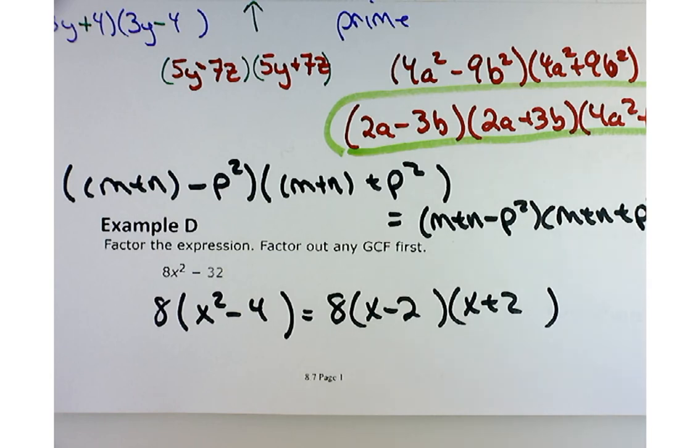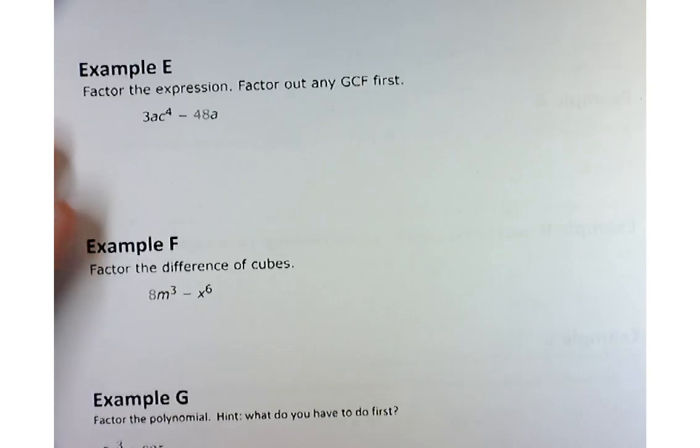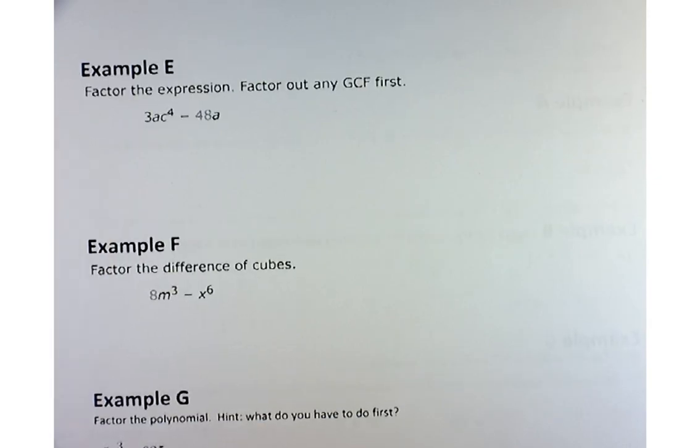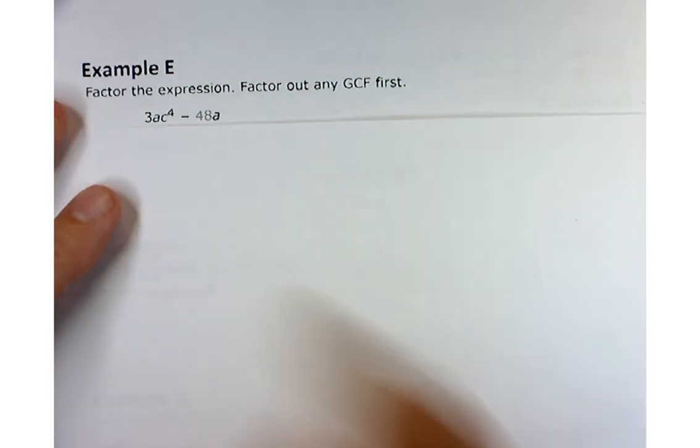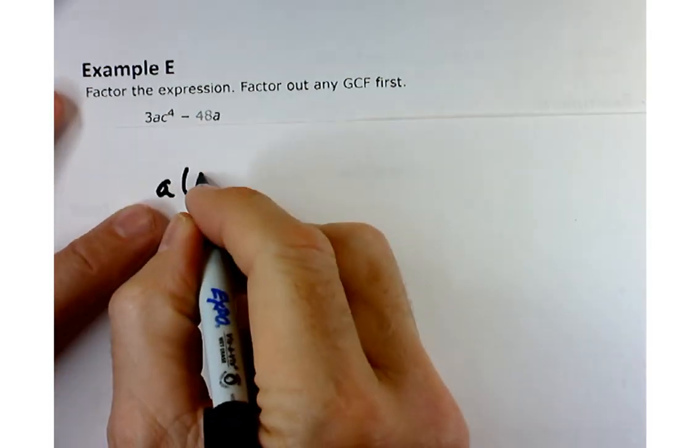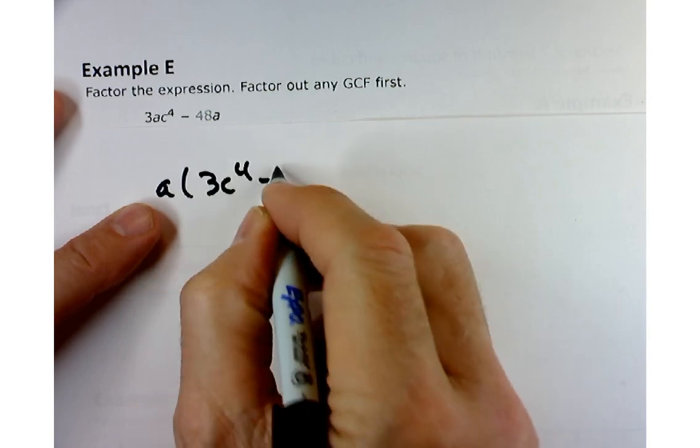Thank you. Let's try again over here. Example E. Suggestions on this one? John, how would you start on example E? Factoring out an A. Okay, we could do that. So if I factored out an A, that would leave behind A times 3c to the 4th minus 48.